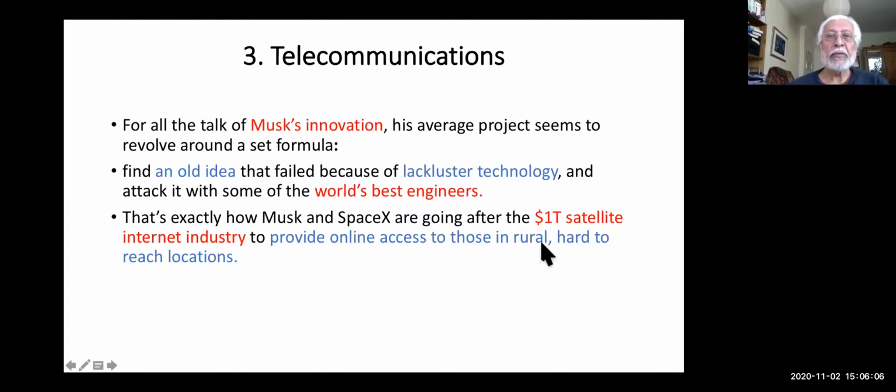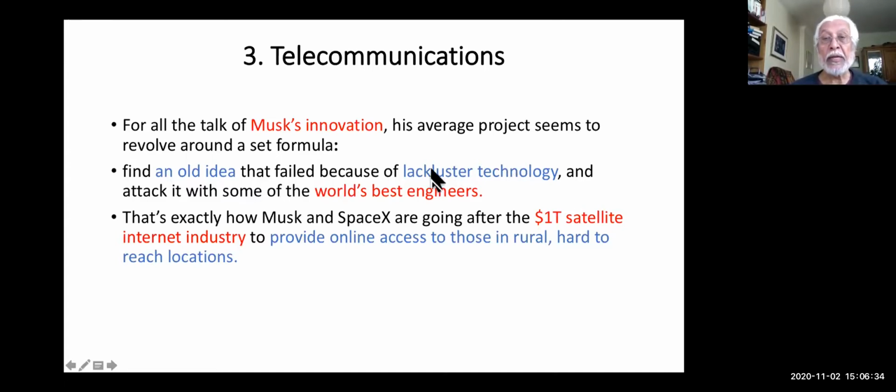So Elon Musk's innovation, mindset, the way he works, we know about this, so the average project seems to revolve around a set of principles, he says. He has taken an old idea, which is satellite communication, but because of lackluster technology, it hasn't really succeeded too well.